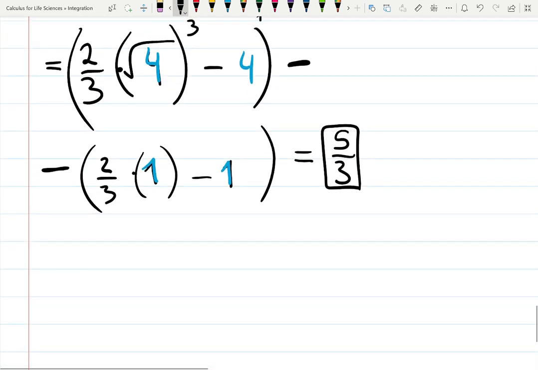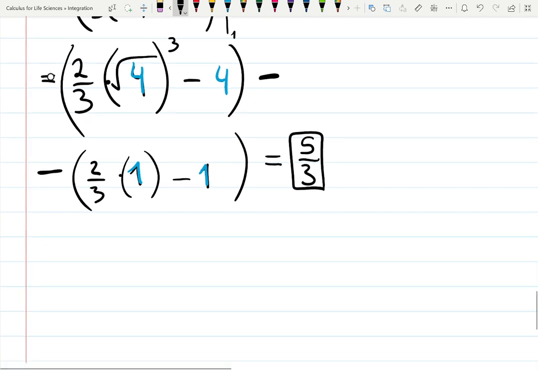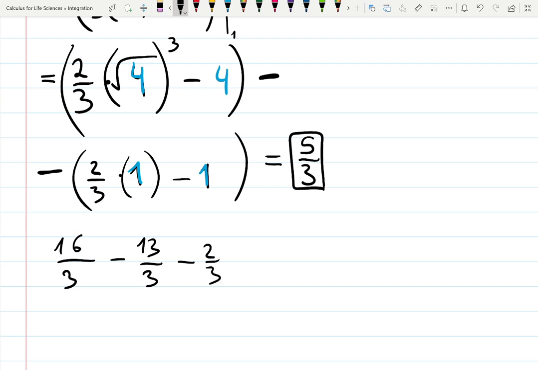Okay, let's check. I definitely agree with 16 over 3 minus 4. 4 is 12 over 3. Minus, if you distribute, minus 2/3 and then plus 3/3, which is 1. Let's see. 3 minus 2 is 1. 1 plus 3 is 4. I think it's 4. Why did you write 13/3? 4 times 3, 12. It should be 12/3 actually.